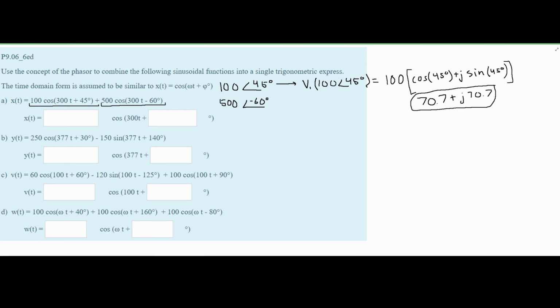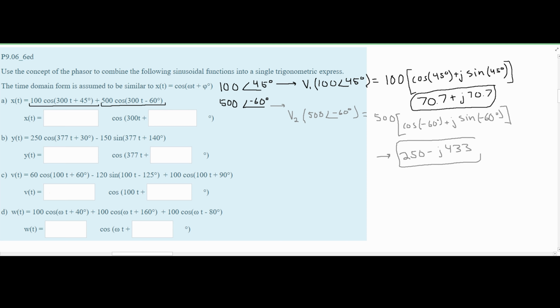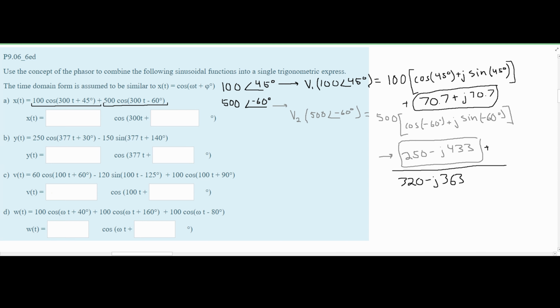Now we're going to do the same thing for the second equation. This is going to be our V2, and for this we are going to have our 500 in here, our angle, which we know to be negative 60 degrees, and then we're going to set this equal to the same thing, except with our different numbers. And this is going to be our second equation. Now, since these are basically the same thing, we can add them together. If we do this, adding our first part to our second part, we're going to get 320 minus j times 363. Now from here we just need to plug this, because we've added them together, back into this form.